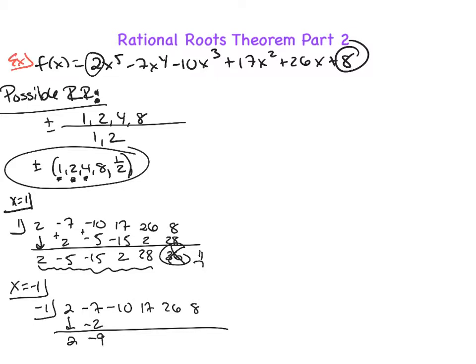-7, -2 is -9. -9 times -1 is +9. Plus -10, -1. -1 times -1 is 1. 17 plus 1 is 18. 18 times -1 is -18. Oh, I'm hopeful. 26 minus 18 is 8. And 8 times -1 is -8, which is a 0. Yay.